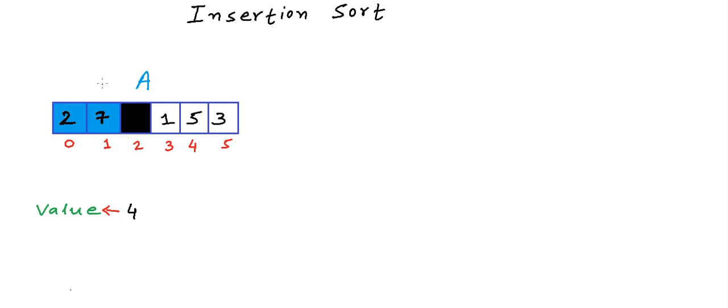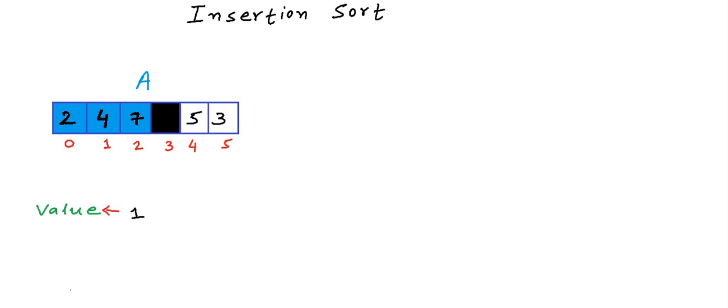We will start at position 1 and see if the number is greater than 4. 7 is greater than 4. So 7 will be shifted to index 2 and the hole will now move to index 1. Now we will look at 2. 2 is not greater than 4. So no more shifting is needed. We will simply put 4 at index 1. And now we are sorted till index 2.